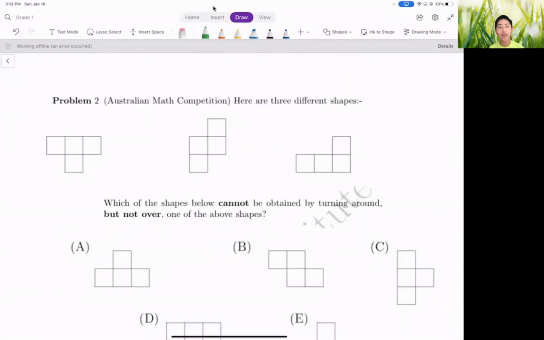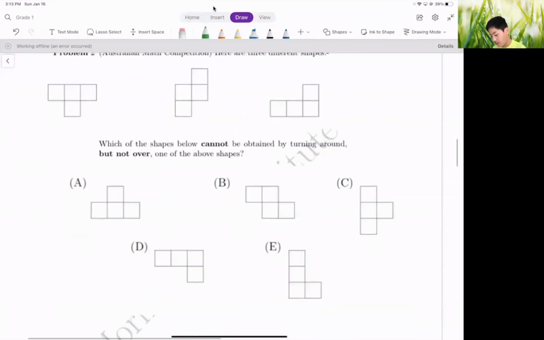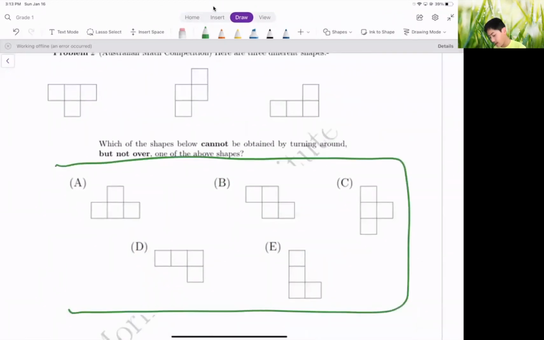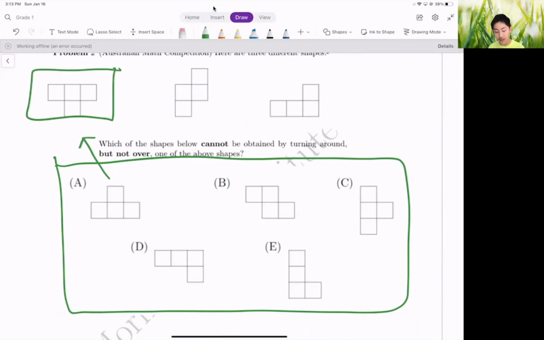Now moving on to problem 2. Here are 3 shapes. Which of the shapes below cannot be obtained by turning around, but not over one of the following shapes? So as you can see right here, we have 5 different cases. Let's start off with case 1. Case 1, you can see that it can be accomplished by twisting around the first figure.